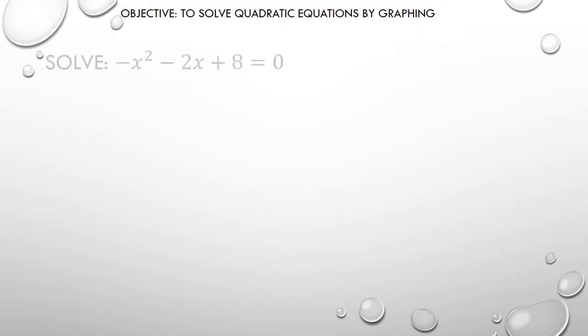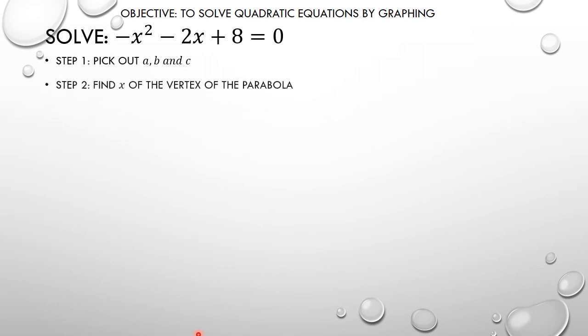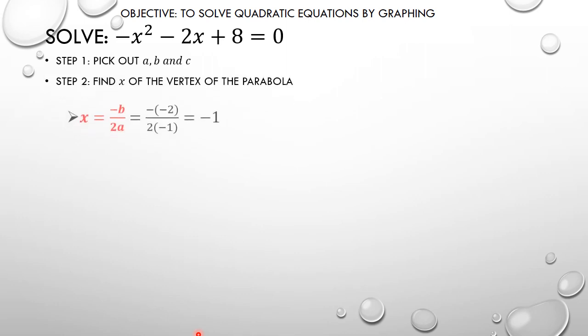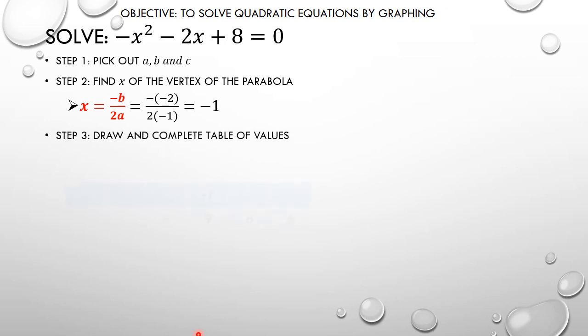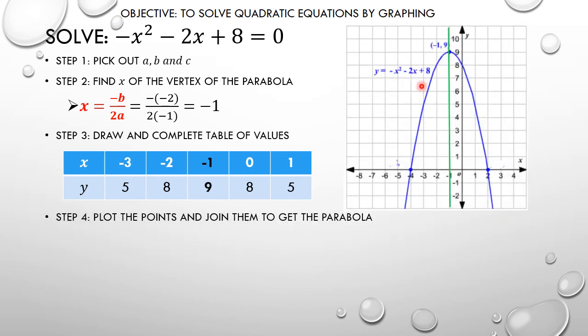For example, again here I give you only the equation without the graph, without the parabola. You have to go through the 4 steps: pick out a, b, and c, find x of the vertex, complete the table of values. Don't forget x of the vertex in the middle, 2 points before it, 2 points after it. Plot the points and join them to get the parabola. You will find here that you have (-3, 5). It doesn't reach the x-intercept.